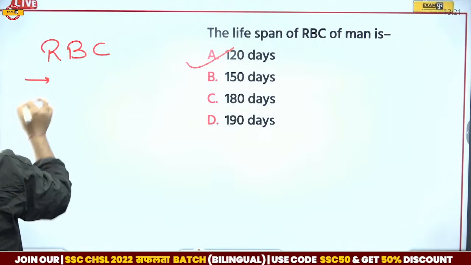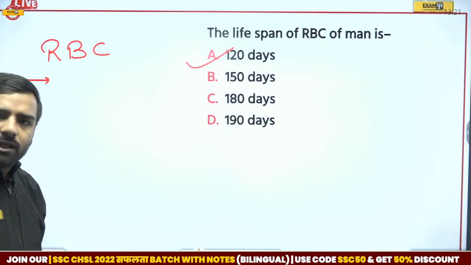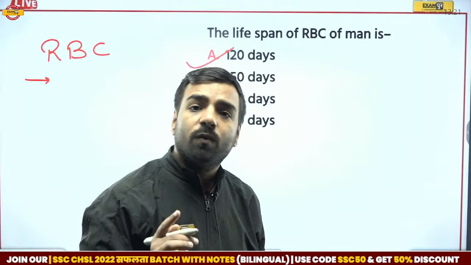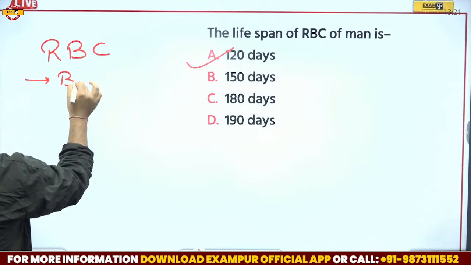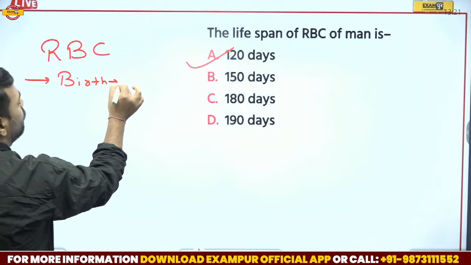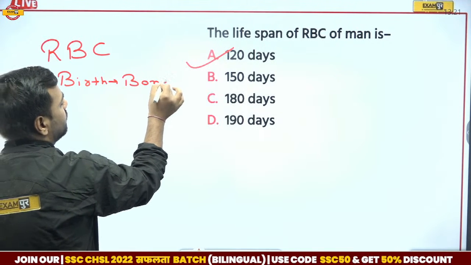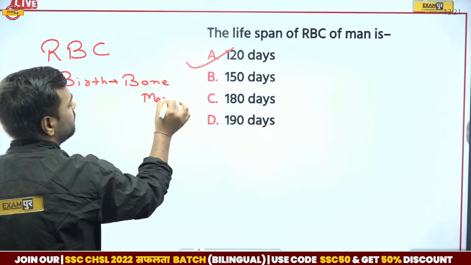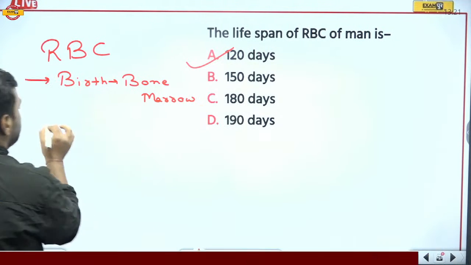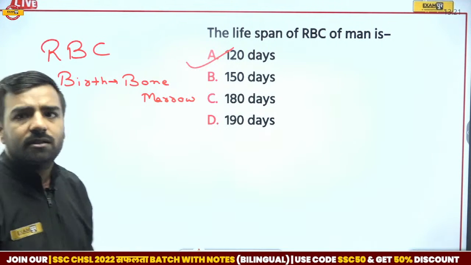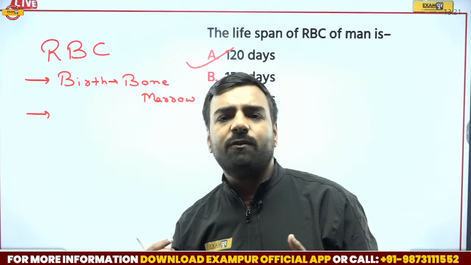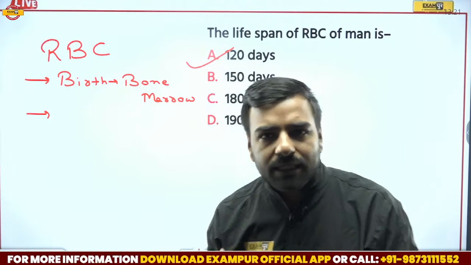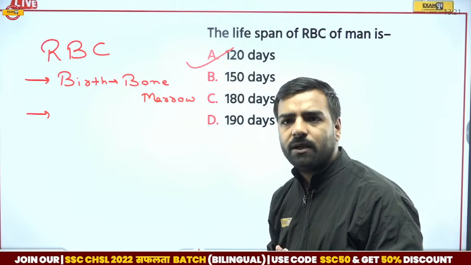Its full form is red blood cell. Now there is one more question which is asked: where does its birth take place? So I'll write it for you. Its birth takes place in bone marrow. Now anything that has taken birth will do something. For example, if I talk about our body, we took birth from our mother's body, right? In a similar manner, RBC took birth from bone marrow.